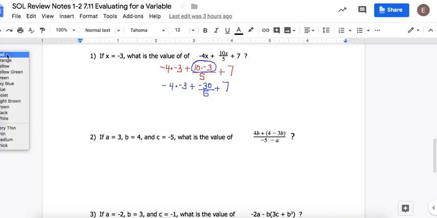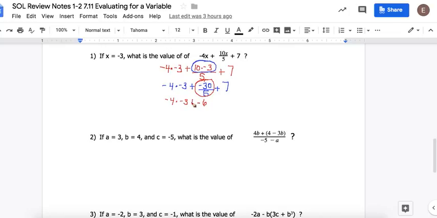Now, I still haven't taken care of the fraction bars, so I need to go ahead and continue to do that. So I'm going to go ahead and circle this. And -30 divided by 5 is -6. And then I'm going to bring everything else down: -4 times -3 plus -6 plus 7.